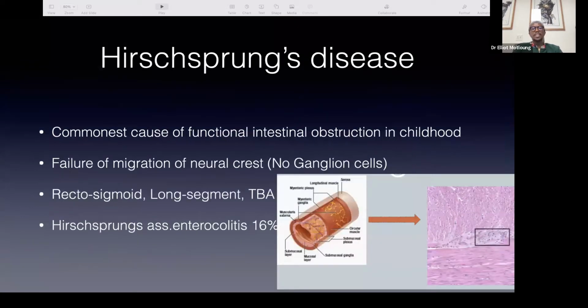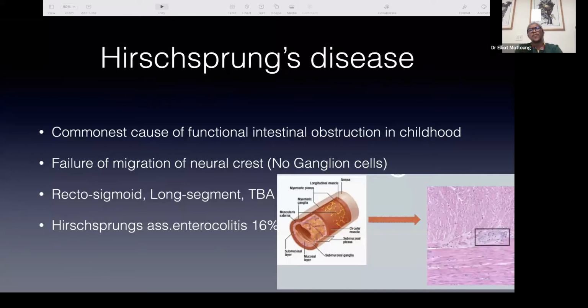And then as we move down the GIT, we come to the colon. At the colon, I thought we could discuss a little bit of Hirschsprung disease, which is the commonest cause of functional intestinal obstruction in childhood. And I want you to highlight the fact that it's functional. It's not a mechanical obstruction, it's a functional obstruction.